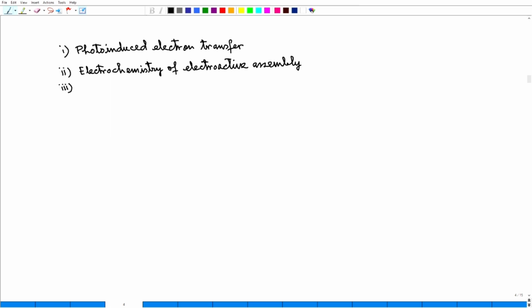Molecular wires have become very popular recently, and so many groups all around the world have made or reported so many molecular wires. Conductance.